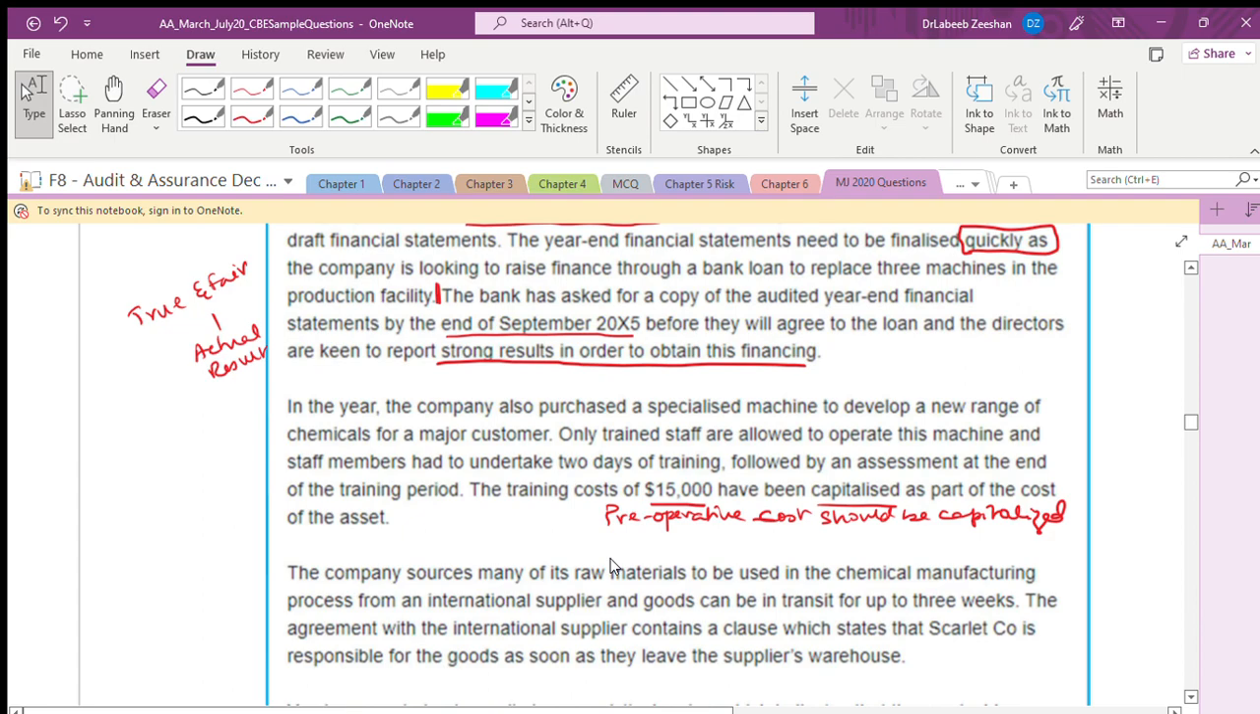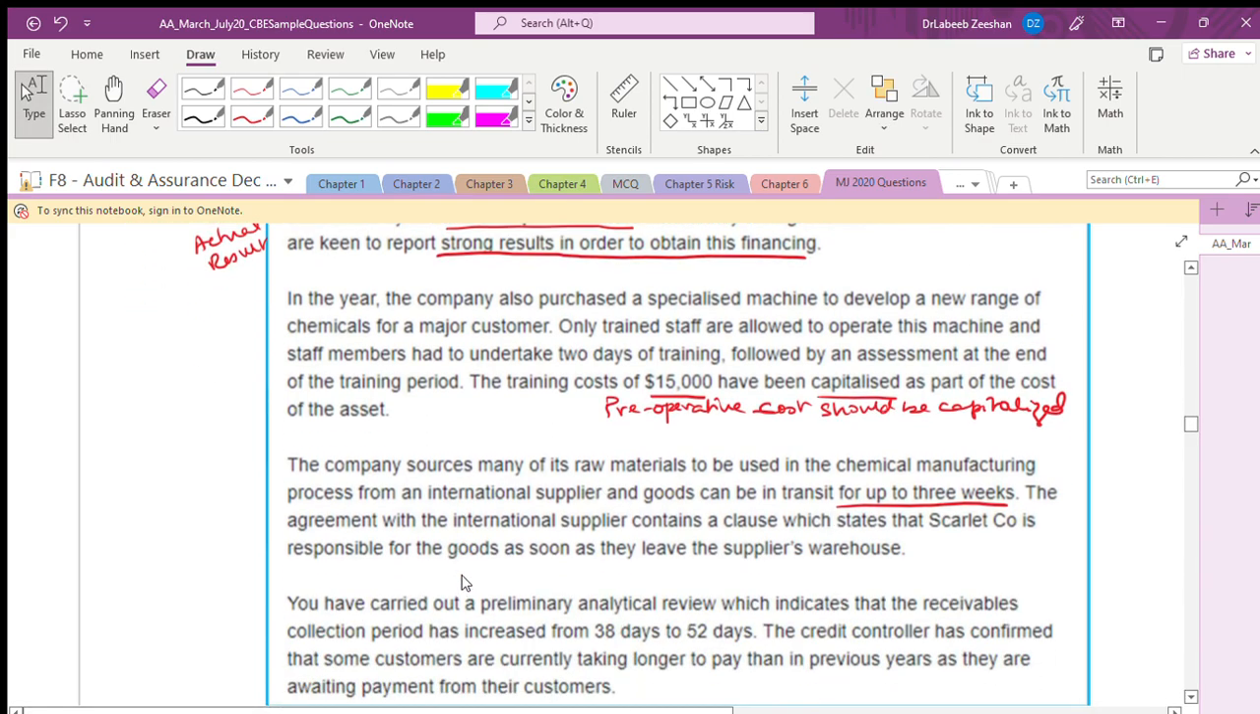The company sources many of the raw materials to be used in the chemical process from international suppliers, which can be in transit for up to 3 weeks. It is also a risk. You have to plan as per the requirement. It means there should be proper planning.